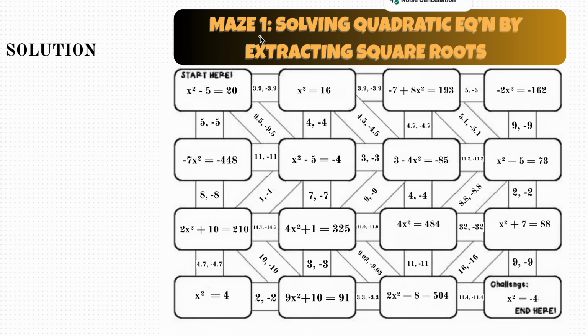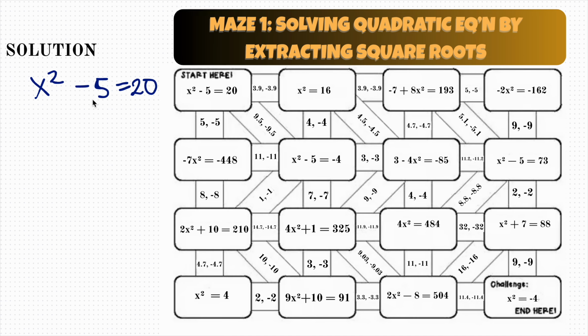Challenge today, in the first maze, we will solve quadratic equations by extracting square roots. So we will start here and we will end up here. Okay, so the first given is x squared minus 5 equals 20.